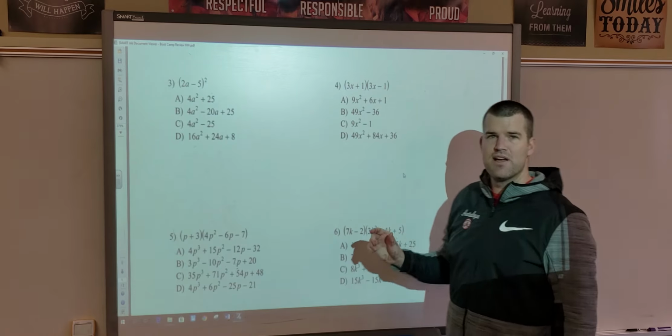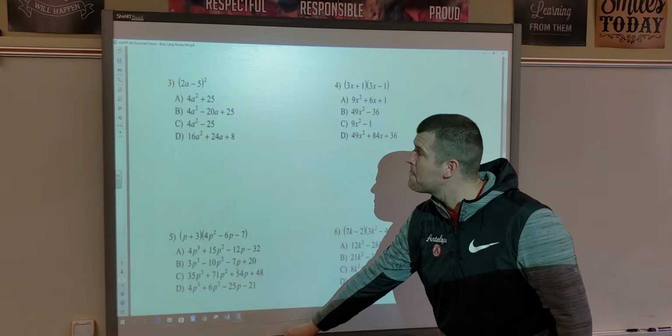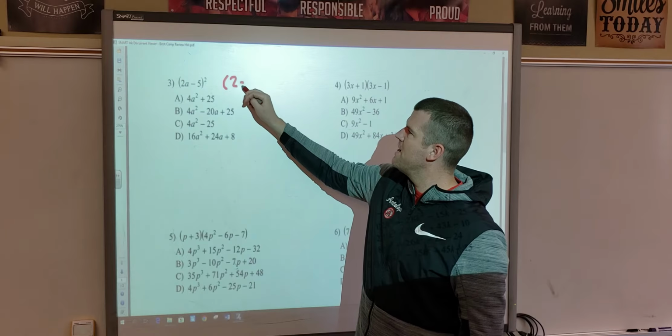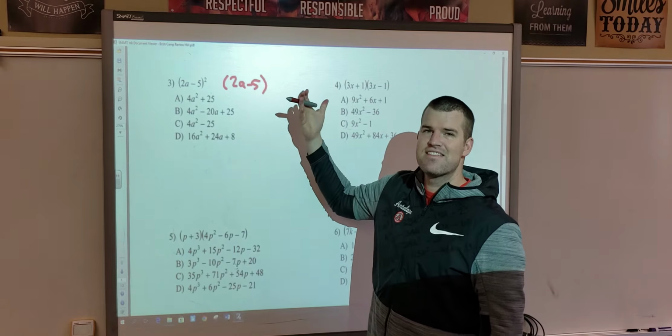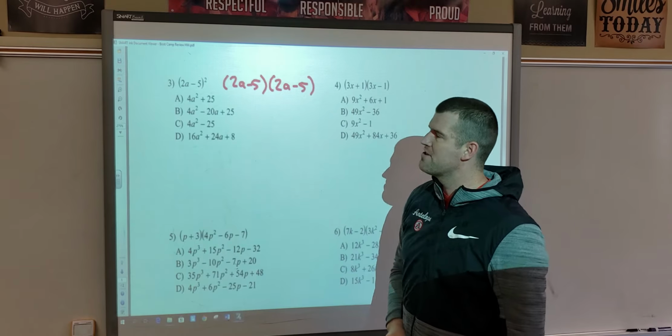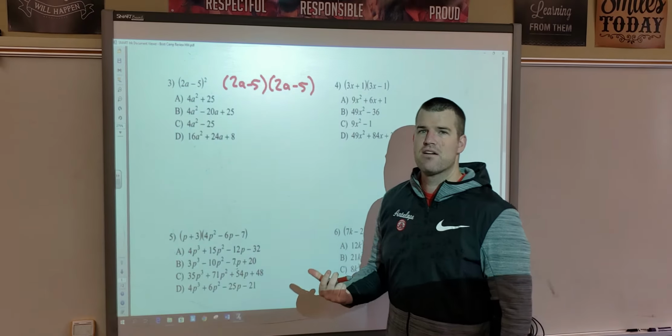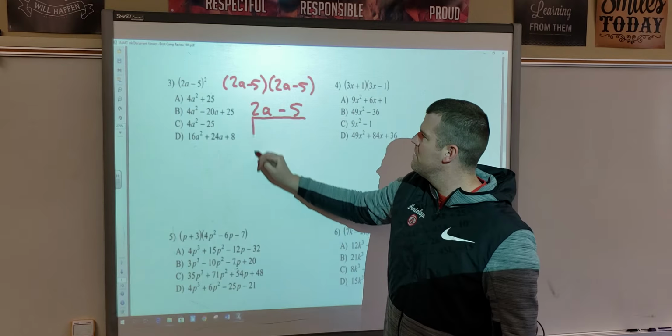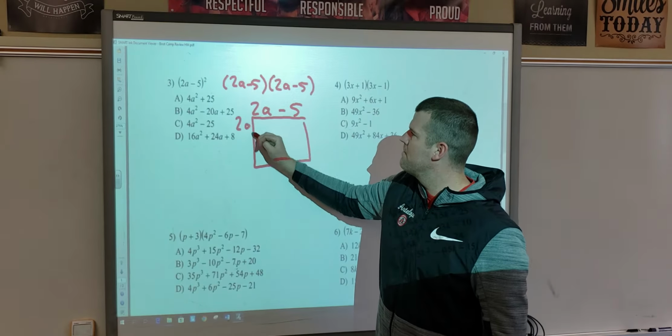All right, number 3. This is one that can sometimes trip you up a little bit if you're not careful. 2a minus 5 squared means we really have 2a minus 5 times itself. So we're going to write another 2a minus 5. And just like the two problems before, we're going to use our box to multiply. So 2a minus 5 and 2a minus 5.